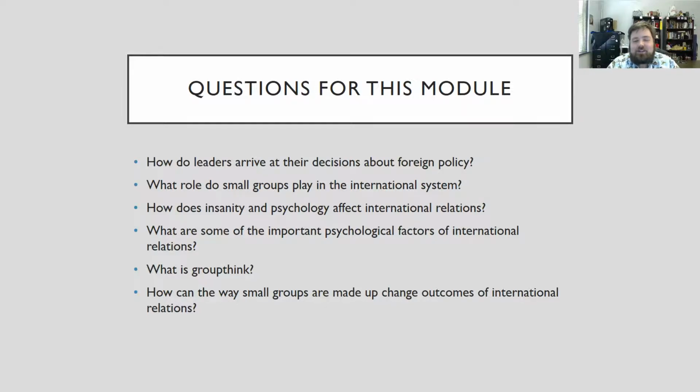We want to look at the idea of insanity and individual psychology and how that plays into actions within international relations. We want to look at some of the important psychological factors of international relations. What are some of the important parts of individual psychology that matter for international relations? And what is this idea of groupthink? How can groups end up thinking the same way and this cause bad outcomes? And then finally, how can the way small groups are made up change outcomes within international relations? So we've got a lot of things to deal with this week. Let's go ahead and just dive right on in.